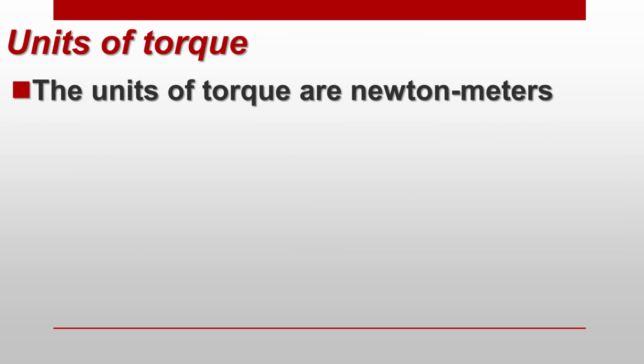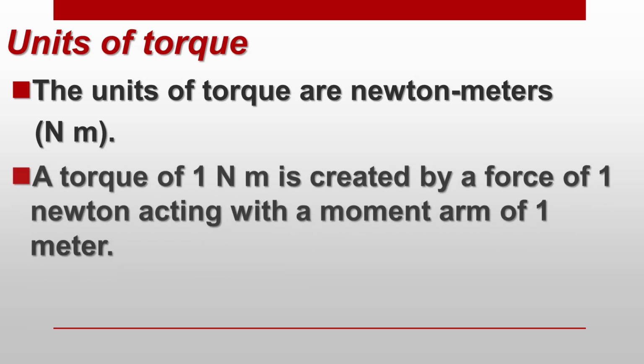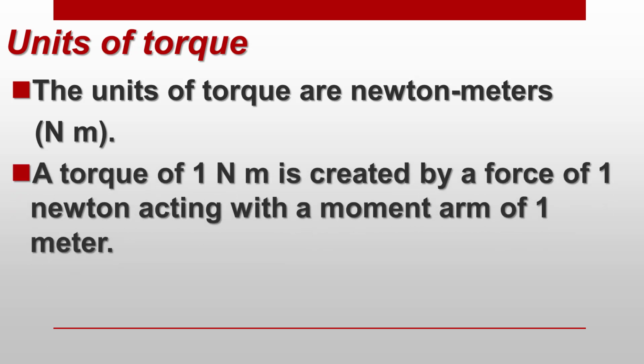The units of torque are Newton meters. Because tau is equal to FD, force has the unit of Newton, and distance has the SI unit of meter. So the unit of torque is Newton meter, and you can also find the dimensions of torque from its formula if you want to. A torque of 1 Newton meter is created by a force of 1 Newton acting with a moment arm of 1 meter. This is the definition of 1 Newton meter.